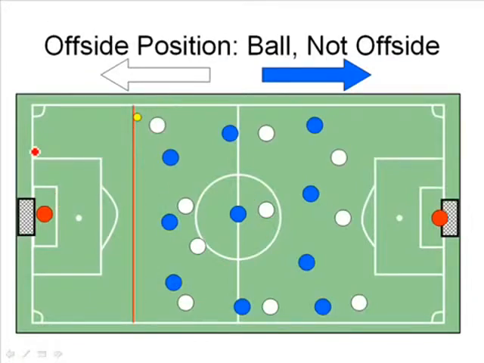A player is not in offside position anytime the ball is between himself and the goal line. So you can see this line kind of travels with the ball. This space is always fine to be in, and you will not be in offside position.